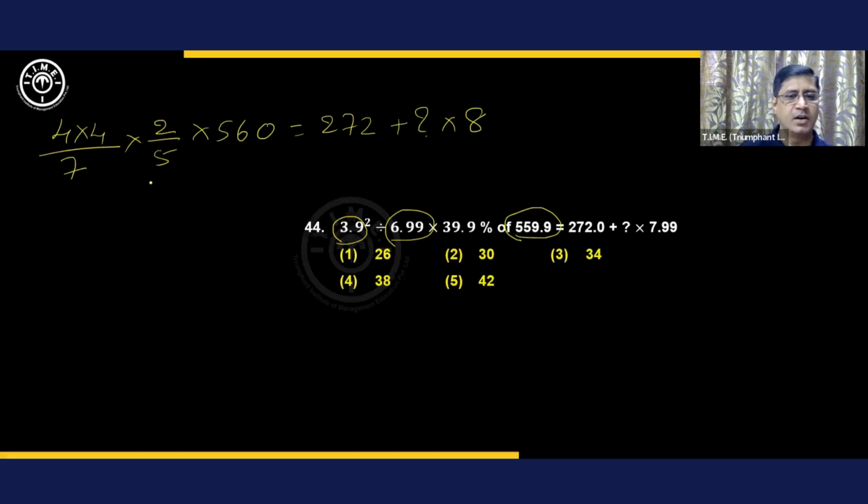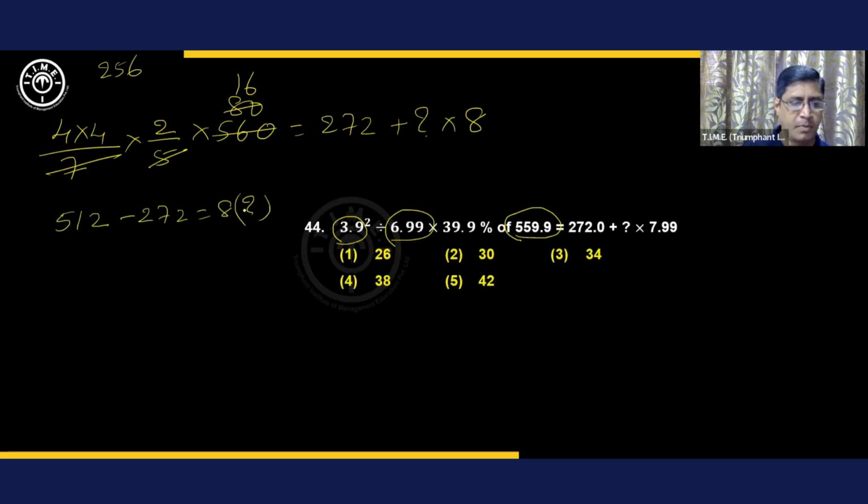Now simplify this. What is the cancellation? 7. It was exactly 80 times. What about 5? 16 times. Now simplify this. 4 into 4, 16. 16 into 16, 256. Twice of 256, that is 512. So 512 minus 272 is equal to 8 into question mark.